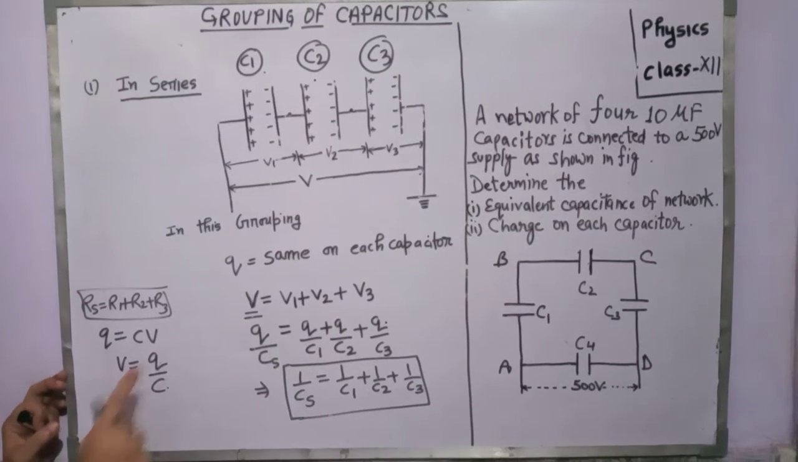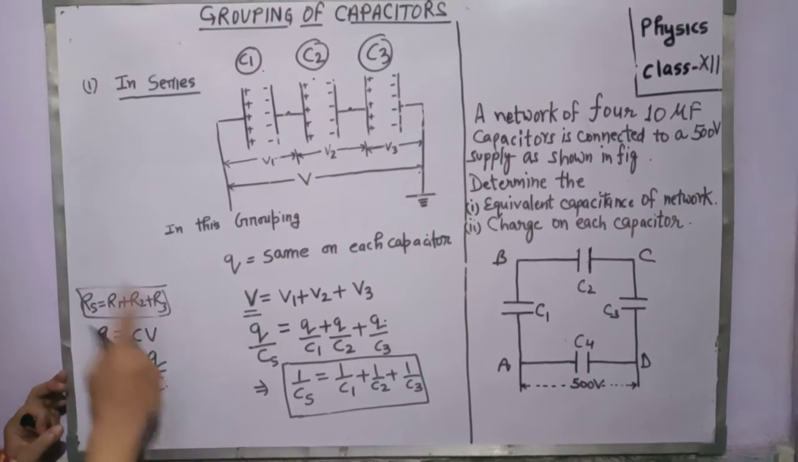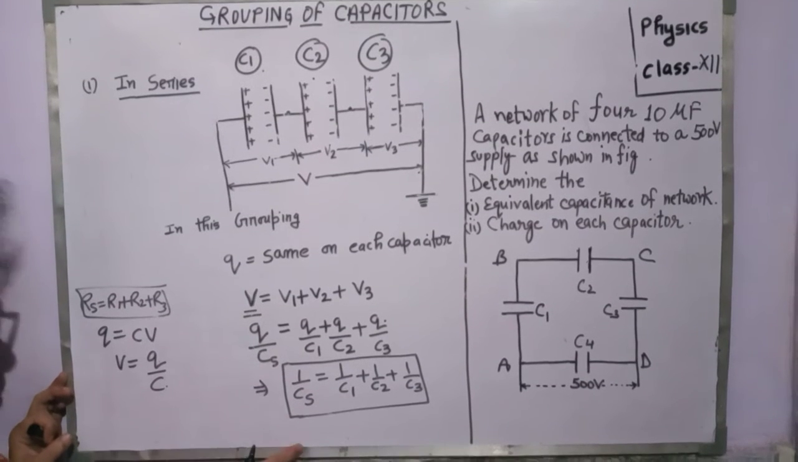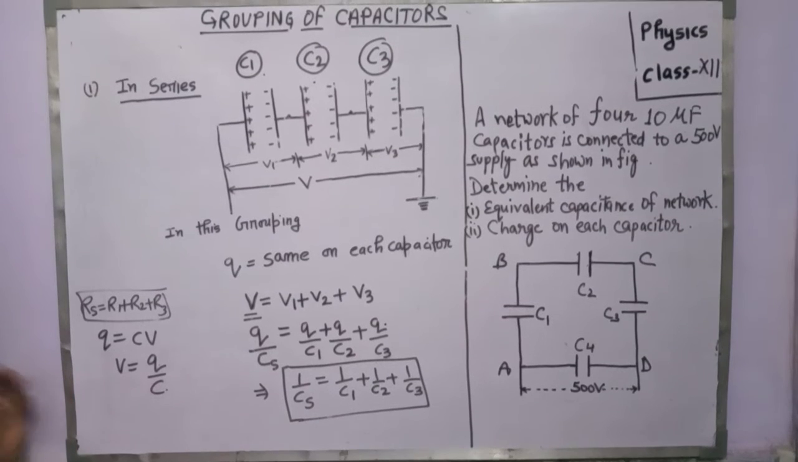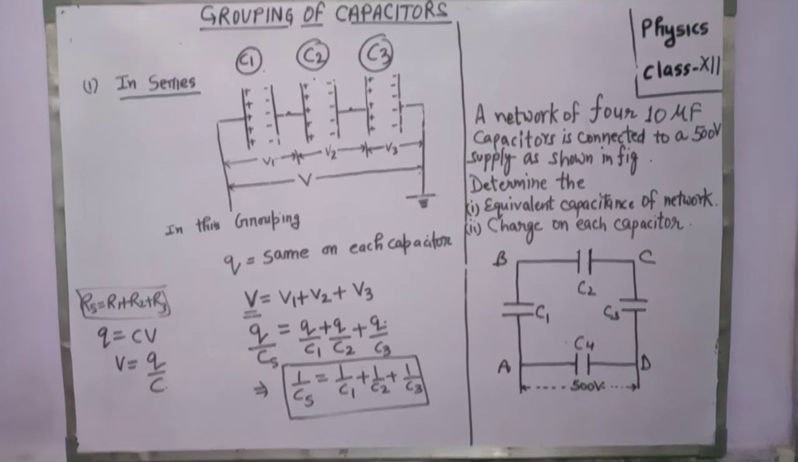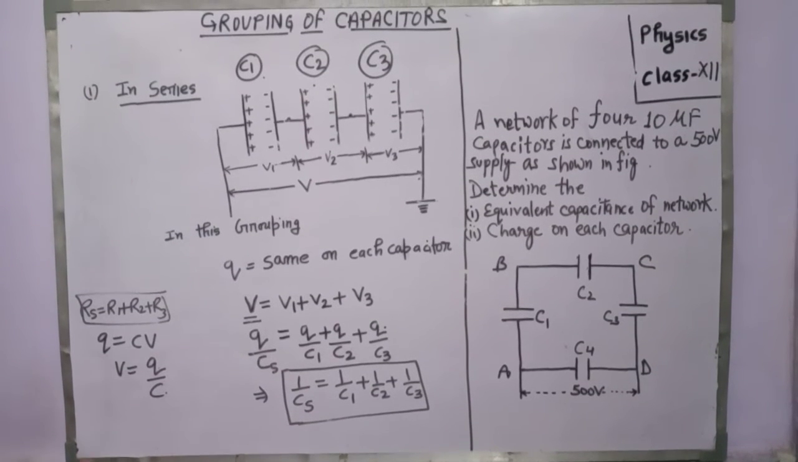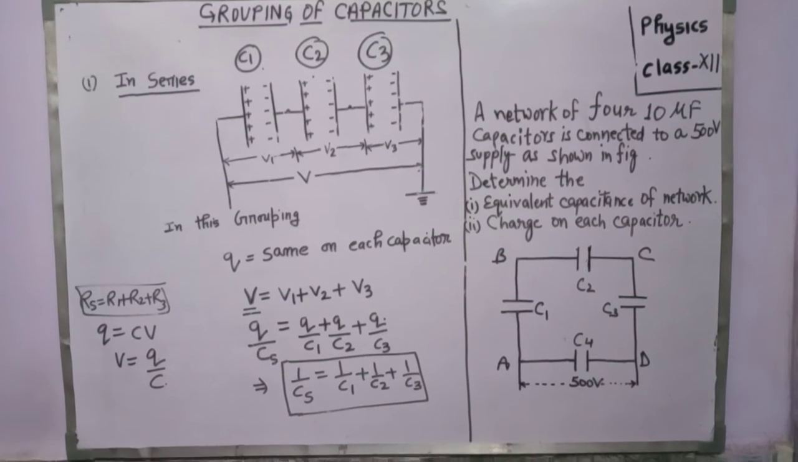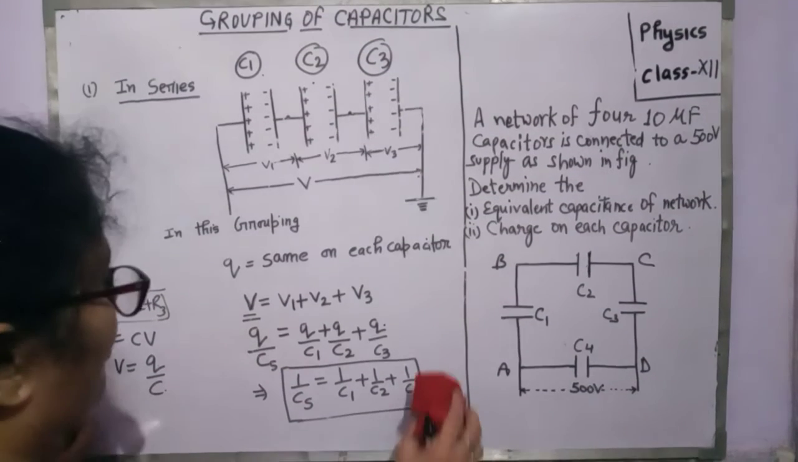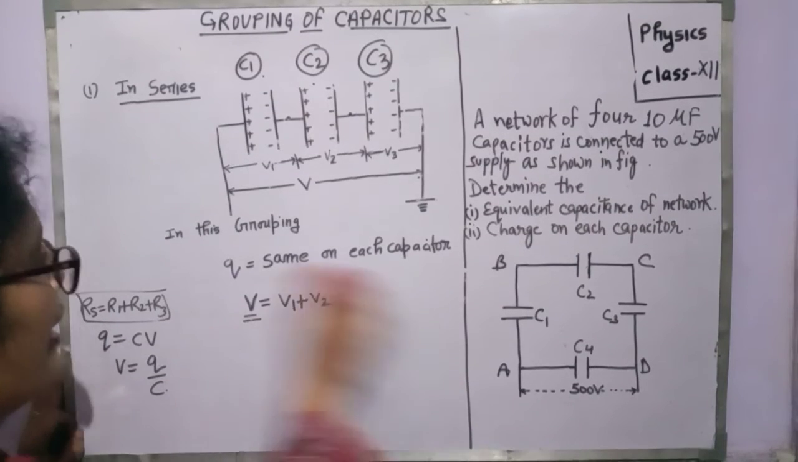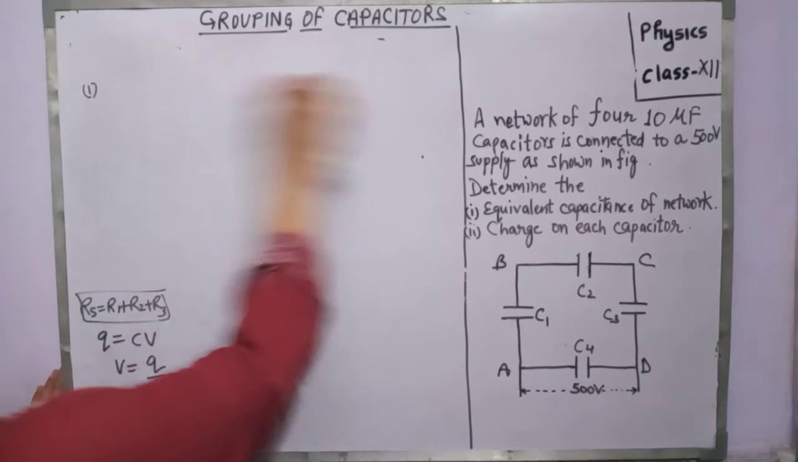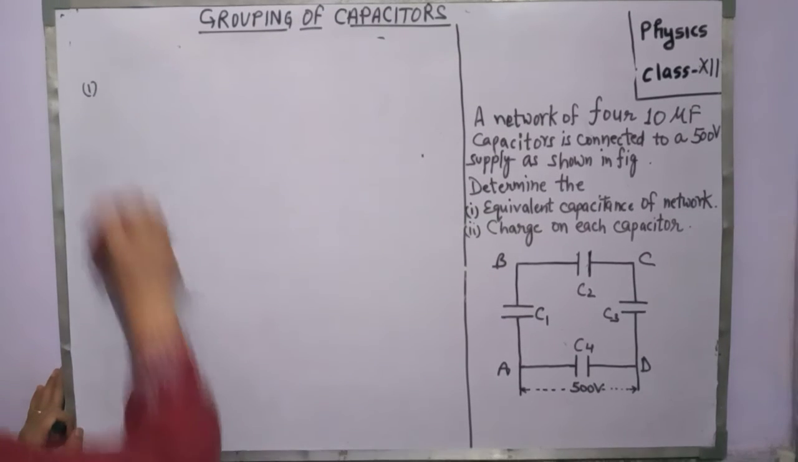You have to learn one formula, then for the capacitor, in series, the formula will be the same as when the resistors are connected in parallel. That is your first step. Now the grouping of the capacitors in parallel. When the capacitors are connected in parallel, then what happens?